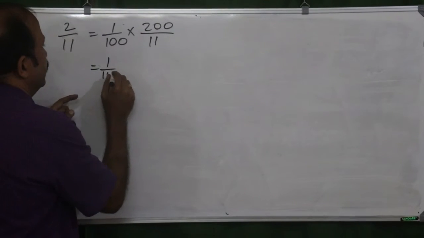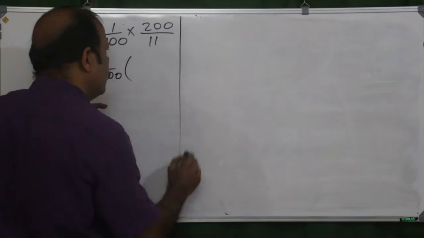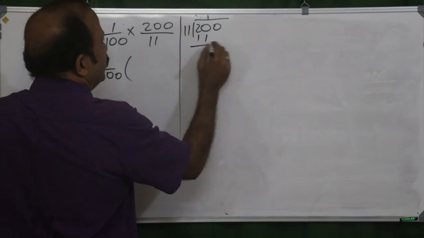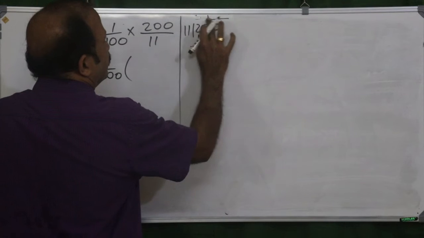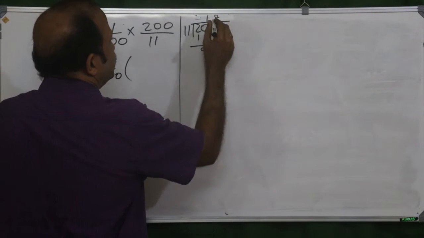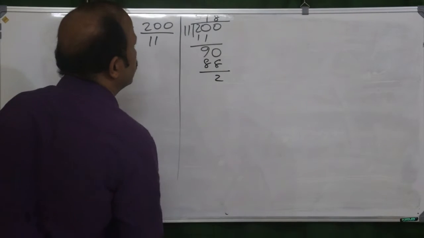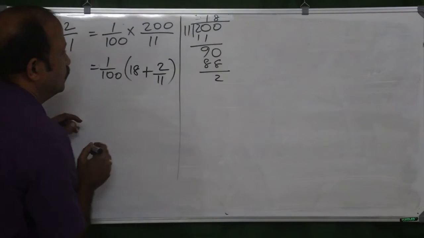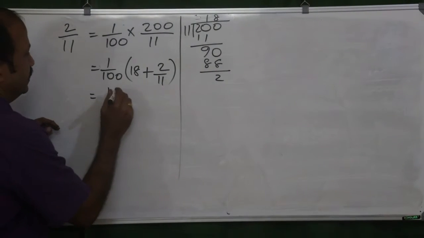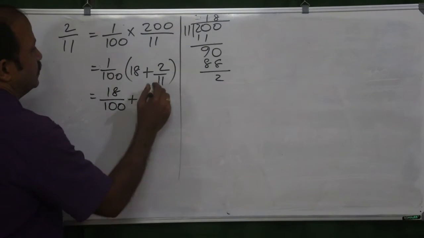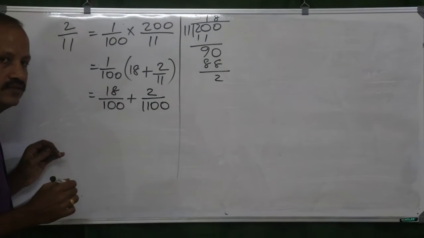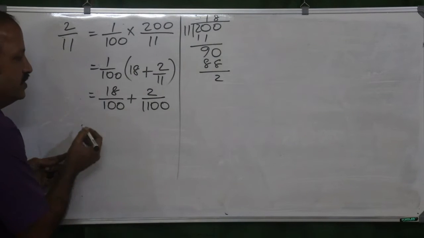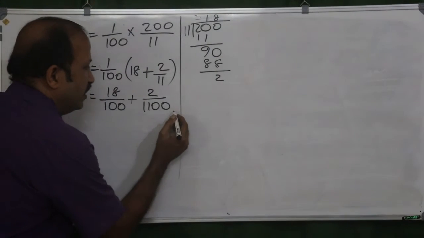2 by 11 is equal to 1 by 100 into 200 by 11. Let's do 200 by 11: 1 into 11 is 11, 9, 90, 8 times 11 is 88, 2 remainder. So 18 is the answer, plus 2 by 11, that is 1 by 100 into 18, so 18 by 100 plus 2 by 1100.